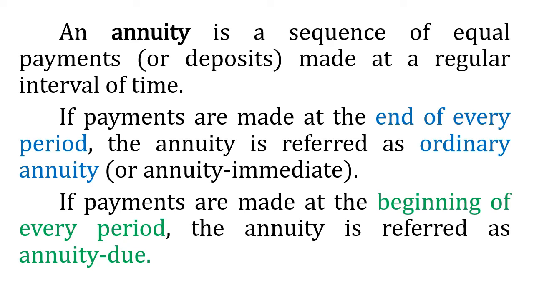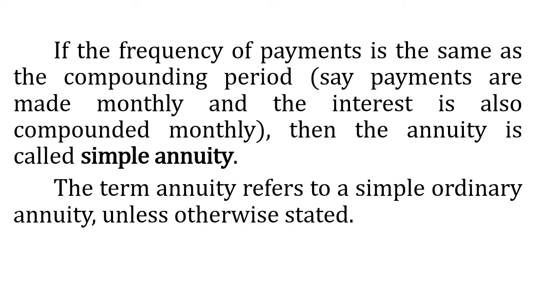If payments are made at the end of every period, the annuity is referred to as ordinary annuity or annuity immediate. If payments are made at the beginning of every period, the annuity is referred to as annuity-due. If the frequency of payments is the same as the compounding period, say payments are made monthly and the interest is also compounded monthly, then the annuity is called simple annuity. The term annuity refers to a simple ordinary annuity, unless otherwise stated.